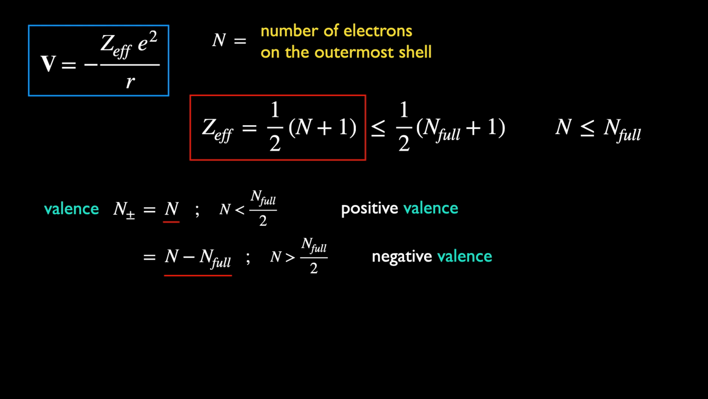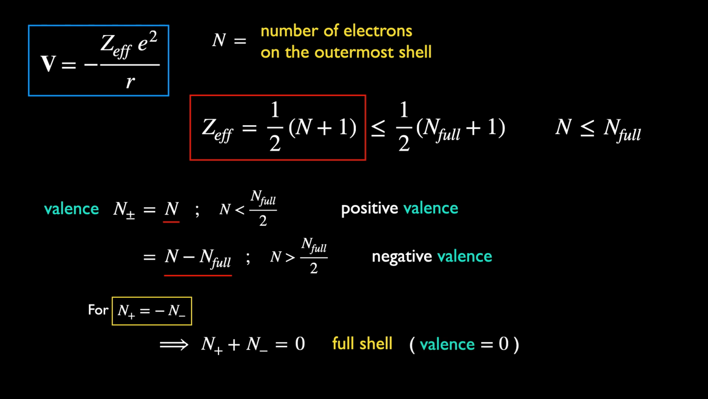An atom of positive valence has a tendency to give up its outermost electrons to an atom of negative valence to form a chemical bond. If the valences of the two types of atoms complement each other like so, the two atoms will share electrons to complete each other's shells to form a stable bond. Note that a full shell corresponds to a valence of 0.